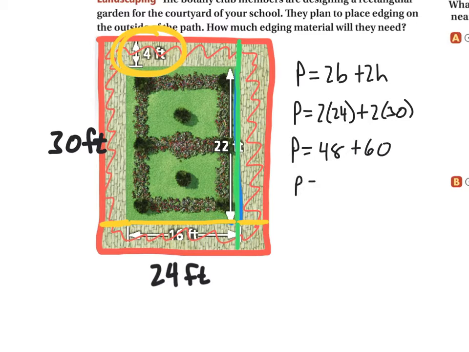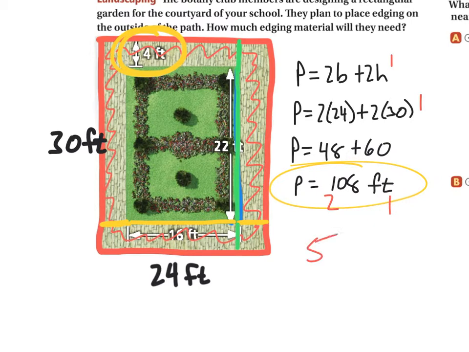so I can find out that my perimeter is 108. That right there is worth 2 points. But the problem is worth 5 points. The last thing I need to do is write down what kind of units I have going on. And in this case, it's feet. So just to recap, 1 point for the equation, 1 point for plugging in, 2 points for the correct answer, 1 point for the correct units. Total of 5 points.